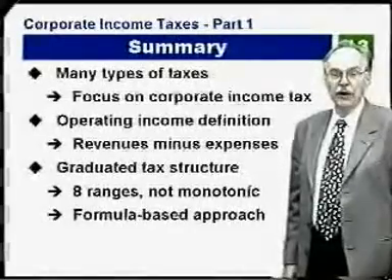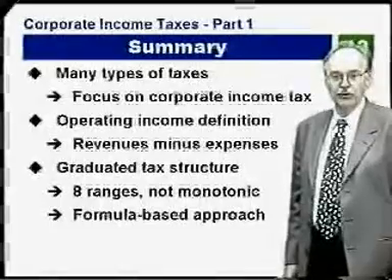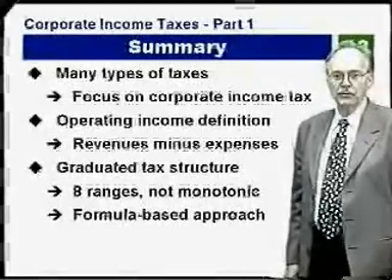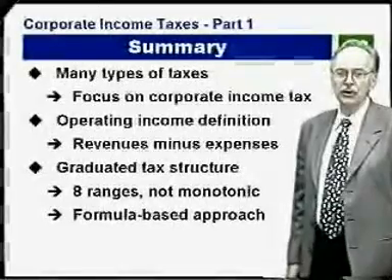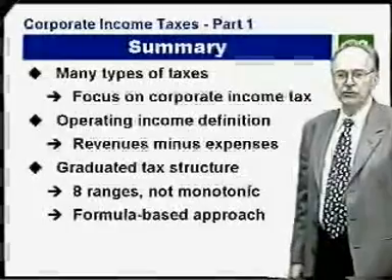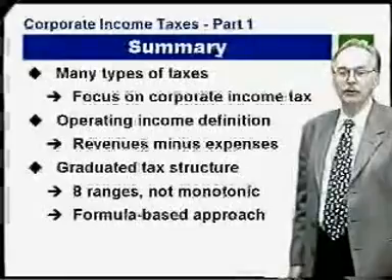And then we took a close look at the graduated tax structure, which in a rather unusual situation has 8 ranges where the tax rates are not increasing monotonically. They have a tendency to increase, but they do jump around a little bit. And then we finished with a formula-based approach that most accountants would use to compute the corporate income tax.